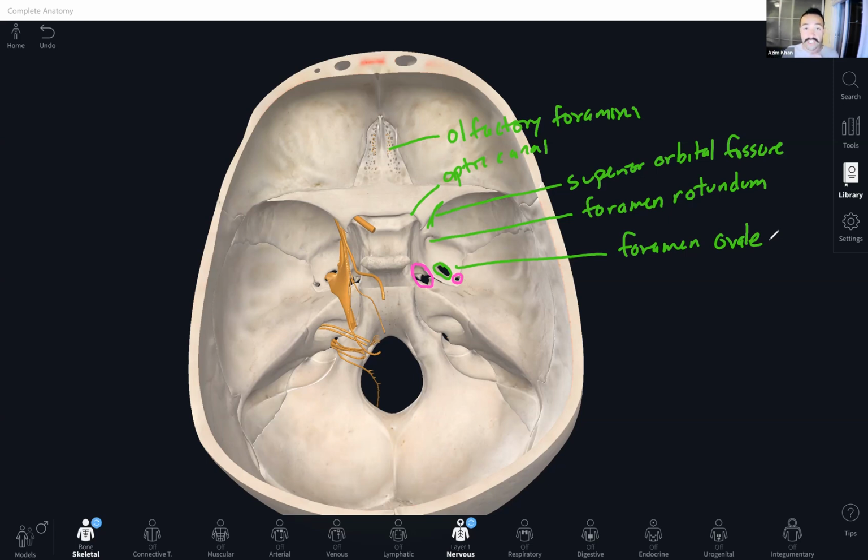Superior orbital fissure has trigeminal nerve first branch, ophthalmic. Foramen rotundum has the second branch, maxillary. Ovale has the third branch, mandibular.